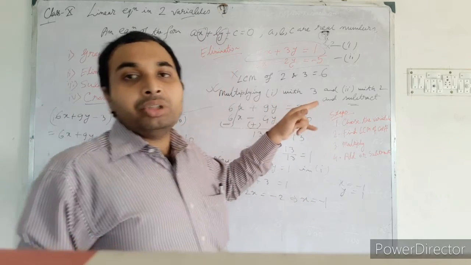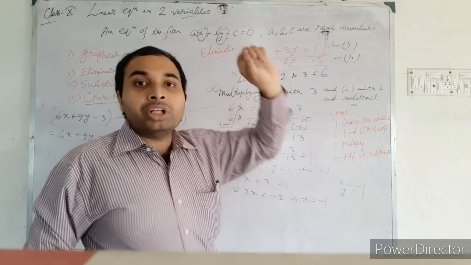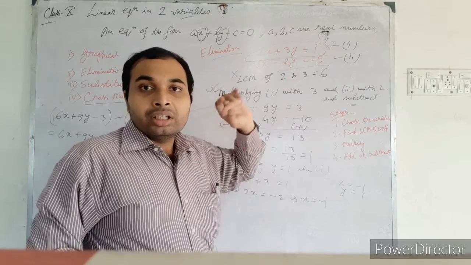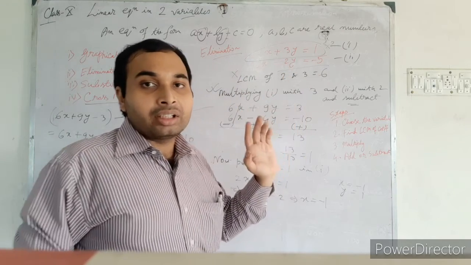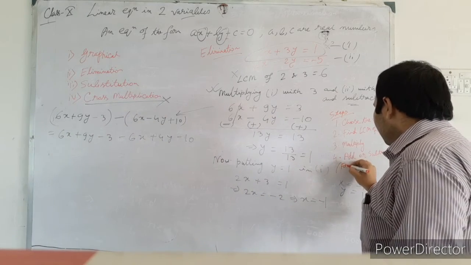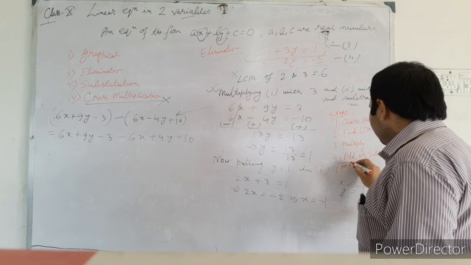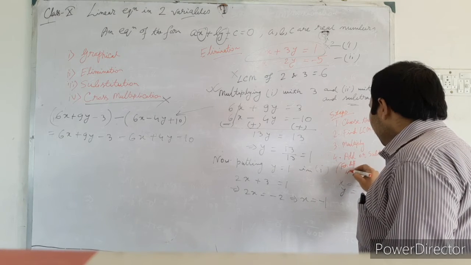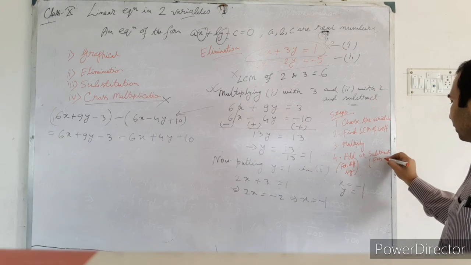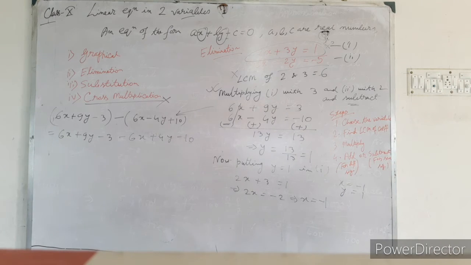Whenever the same sign comes, here the same sign was there, plus plus, that time we have to do the subtraction. But here the opposite signs, plus and minus, are there. So that's why we have to do the addition. You have to keep this in mind. So here I am writing: for different signs you have to do the addition, and for same signs you have to do the subtraction.